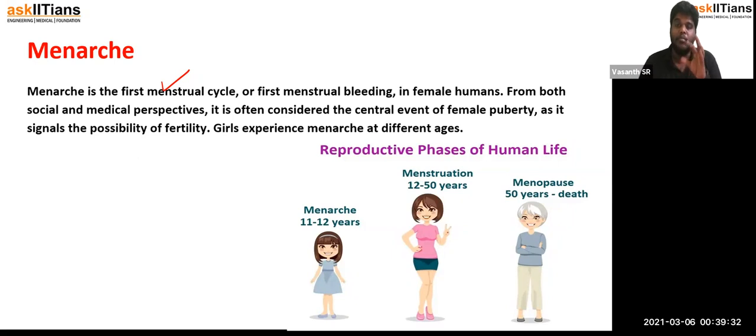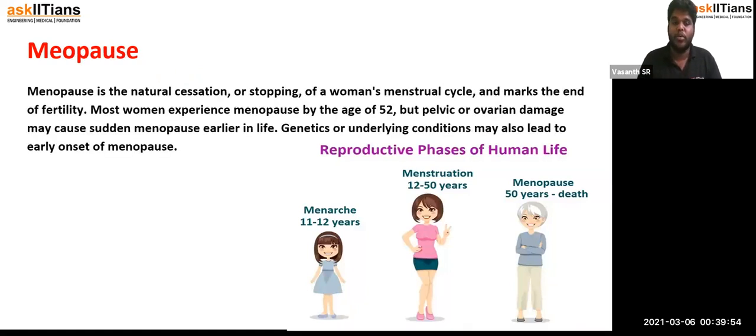Some girls will have their menarche much sooner, and even sometimes later. This all depends on their bodily hormones, their external environment, their food habits, their mental health and all these things. So all these matter a lot. Okay, so this is about menarche. The next thing that you need to know about is menopause.